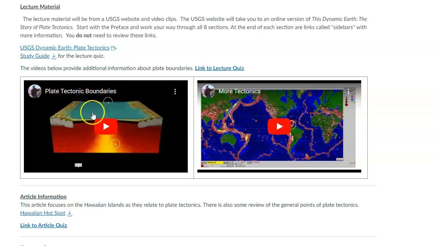Then there's a couple videos you can see here. This first one is animations of these interactions between the plates. You have to remember that these brittle plates are moving around, and some of them are smashing into each other. Some of them are being torn apart. Some of them are sliding past each other, maybe like the San Andreas Fault. You may have heard of that. It's good to see a visual of that.